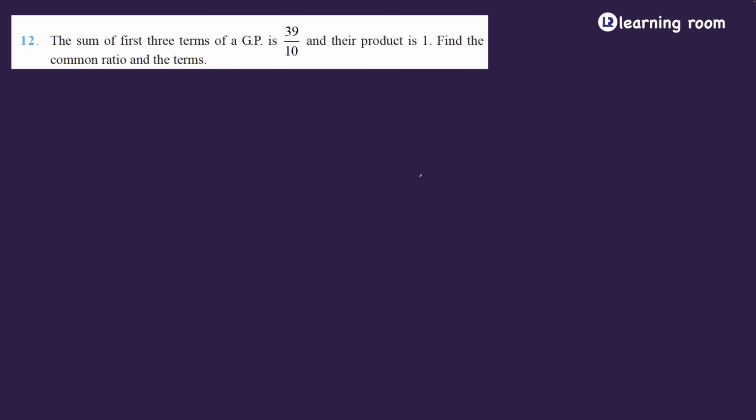A is 1. So you'll have R square plus R plus 1 divided by R will be equal to 39 by 10. So cross multiply, 10R square plus 10 plus 10R will be how much? 39R. So 10R square minus 29R plus 10 will be equal to 0.